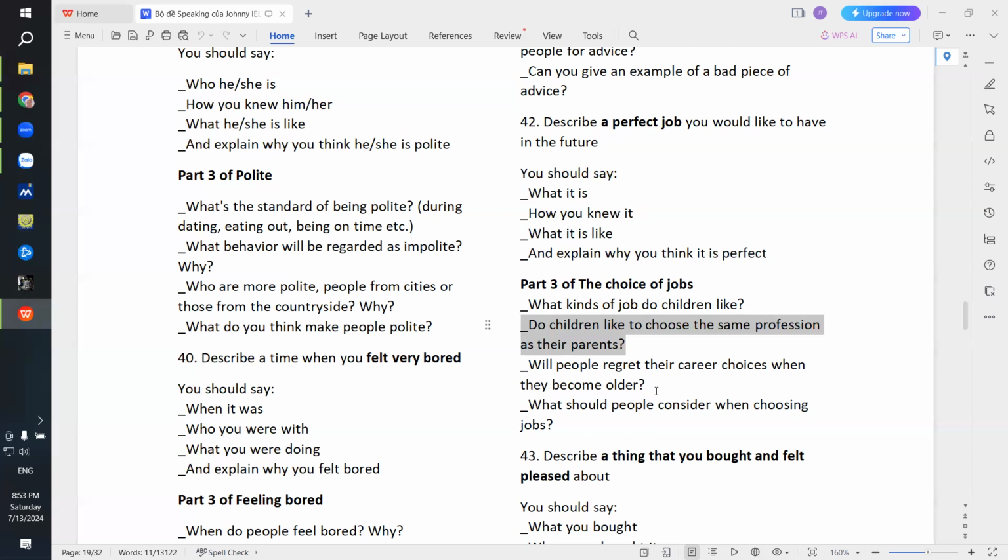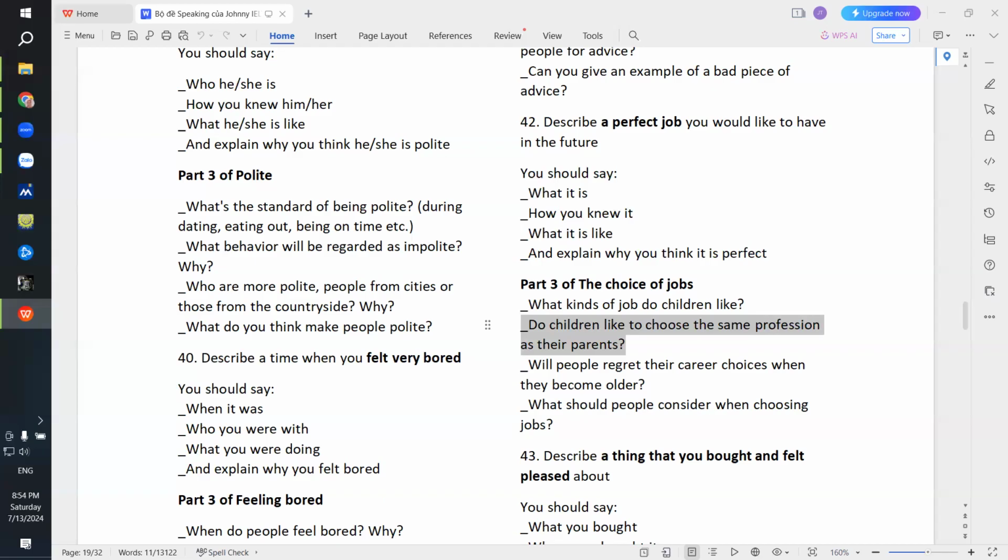Now, so will people regret their career choices when they become older? Think about the fact that everything changes, right? Cái gì cũng thay đổi cả. So at one point in life, you may regret your career choices because you didn't pursue a certain career path. Mình đã không theo đuổi một cái con đường công danh sự nghiệp nhất định nào đó. And at some point in your life, you regret it. Or maybe you will not. You will never know.